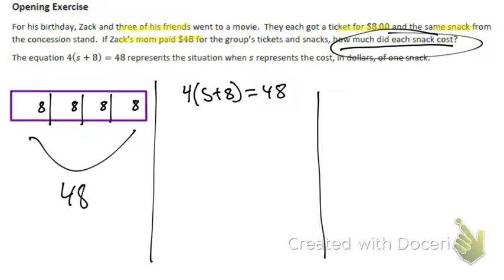So what I could put in each box is, there's $8 for the movie ticket for each of them, but that's not it. Also, they all got a snack. And we don't know what the cost of the snack is, so we just put a variable, in this case S.